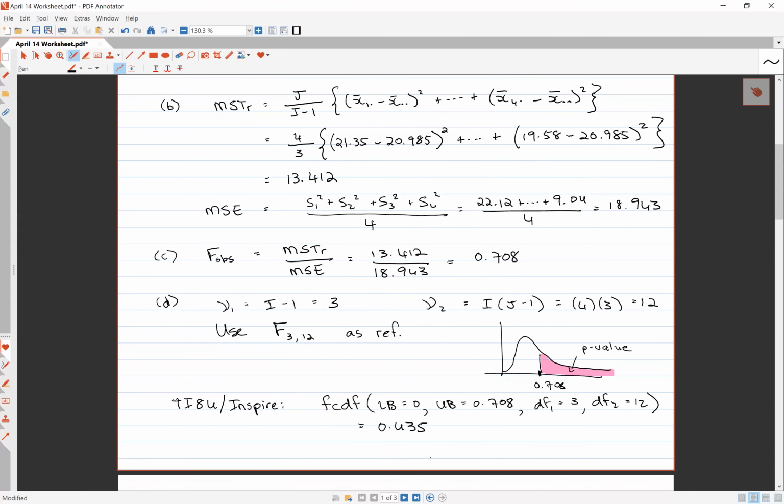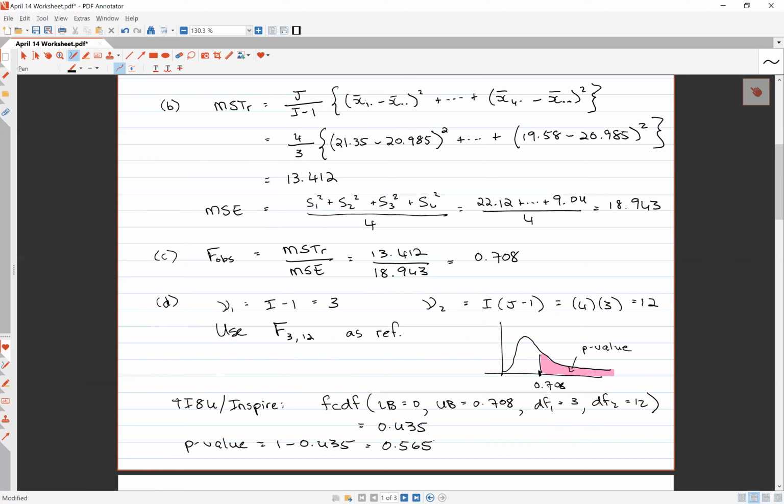So your p-value is just 1 minus the probability you've calculated. And that is 0.565.